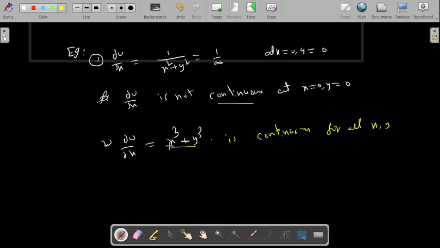Another way, these two are polynomials, their sum is also continuous. Not continuous means wherever you are getting infinity means not continuous.